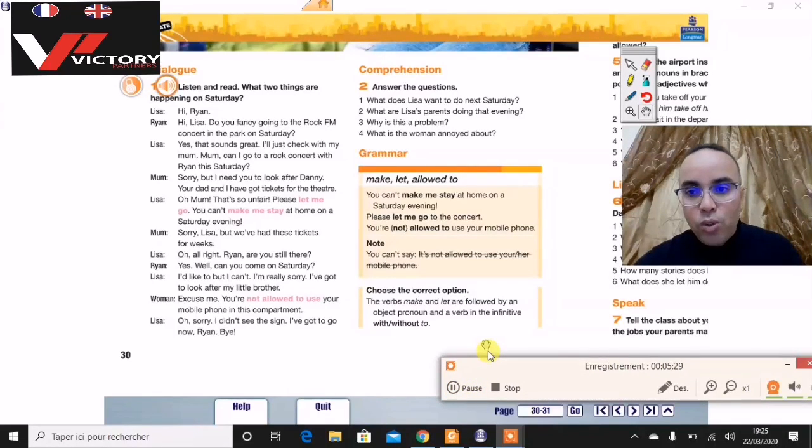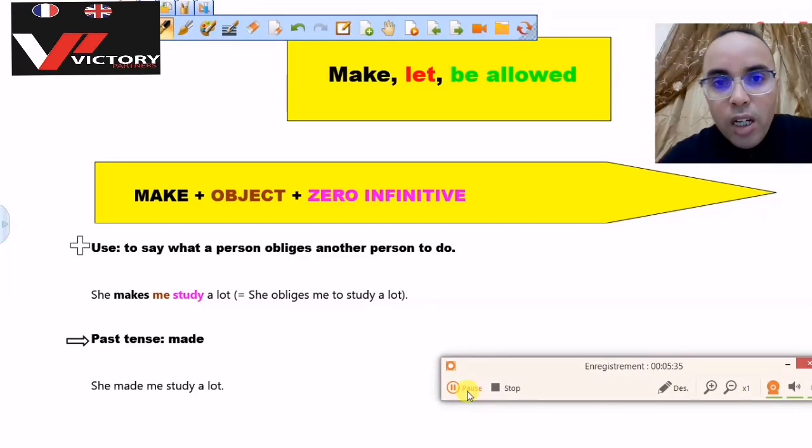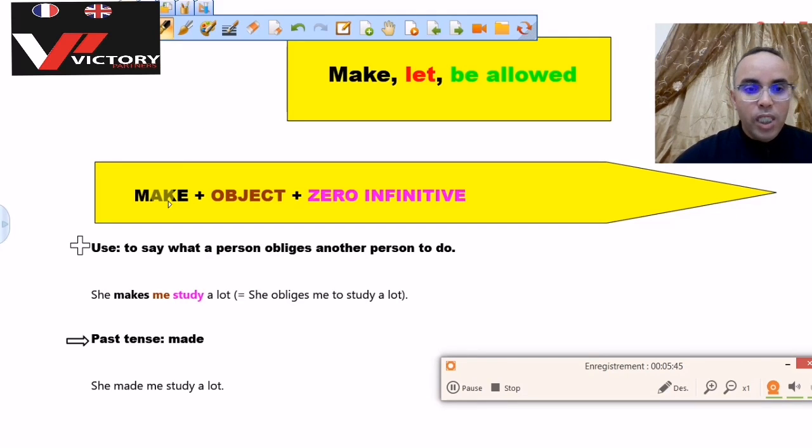Okay, now we will go to talk about these grammar items in details. Okay, here are our words. Let's start with the first verb we have got here. It is make. Make has got different meaning in English. Okay, let's take this example we have got here. We are going to see how and when do we use make in a sentence.